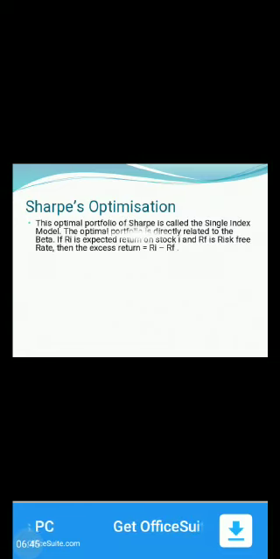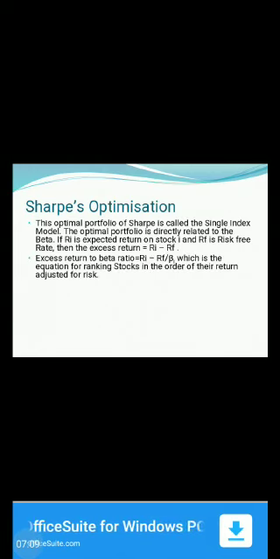Sharpe's optimization, this is the second model. This optimal portfolio of Sharpe is called the single index model. The optimal portfolio is directly related to the beta. If Ri is the expected return on stock i and Rf is the risk-free rate, then the excess return is equal to Ri minus Rf. Next, the excess return to beta ratio is equal to Ri minus Rf divided by beta i, which is the equation for ranking stocks in the order of their return adjusted for risk.